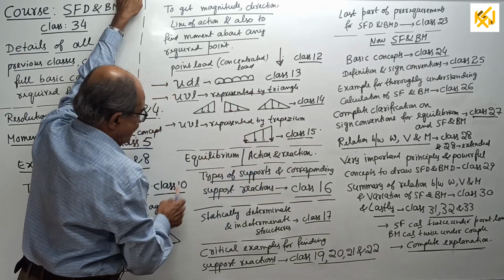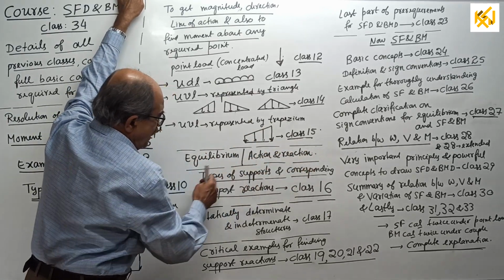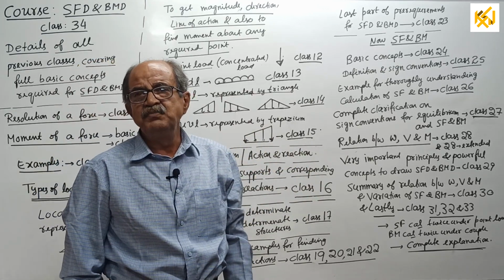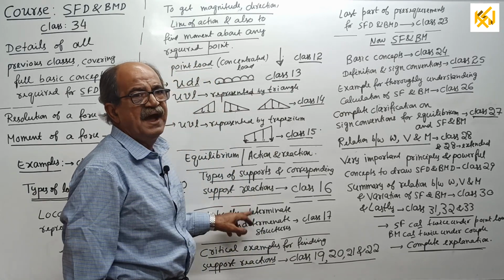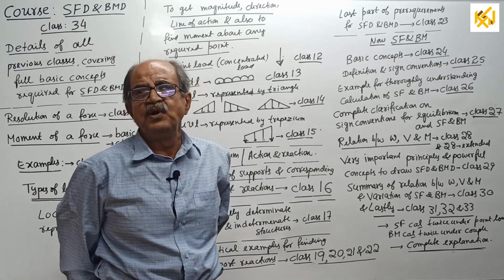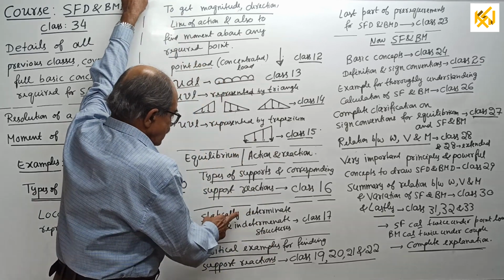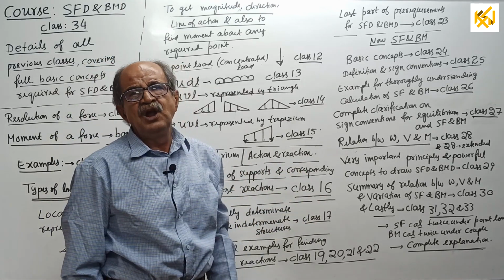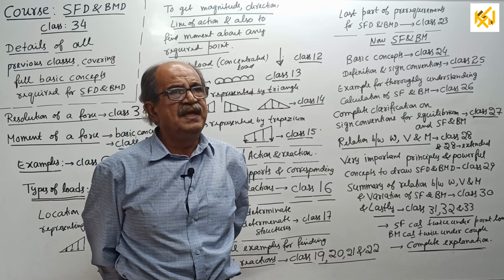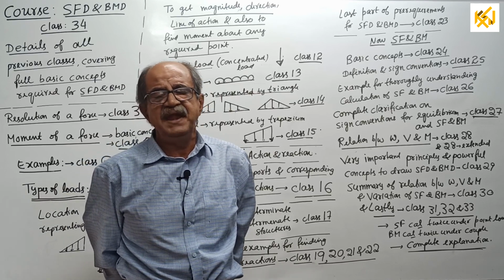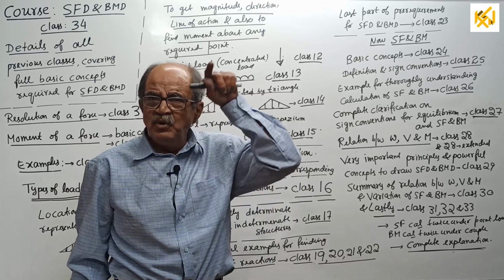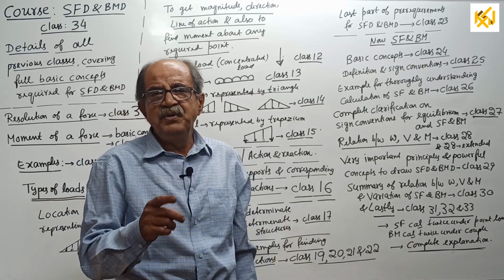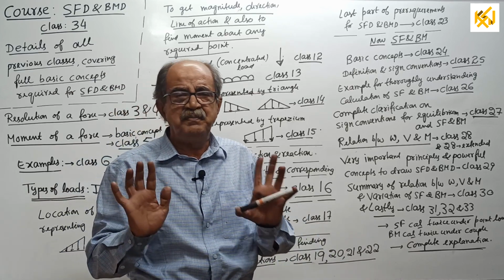Equilibrium, action and reaction, then types of supports and corresponding support reactions are explained in class 16. Some of them are basic concepts, some are very, very important, like what type of reaction for a simply supported or roller support, hinge support, fixed support, etc. Then, statically determinate and indeterminate structures, class 17. Confusion will not be there because when you draw SFD BMD, the structure should be statically determinate. If it is indeterminate, it should be reduced to a determinate state by some method. So this is not a big problem, but if you understand, you will know the basic concept better.